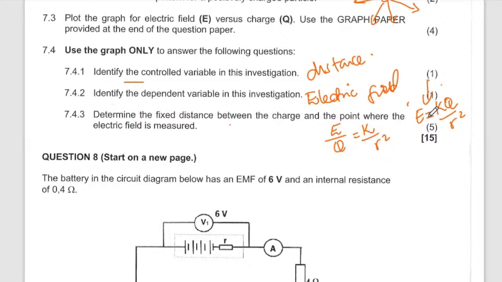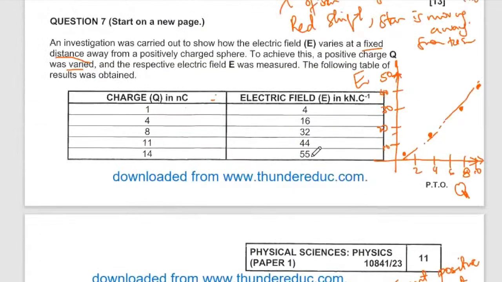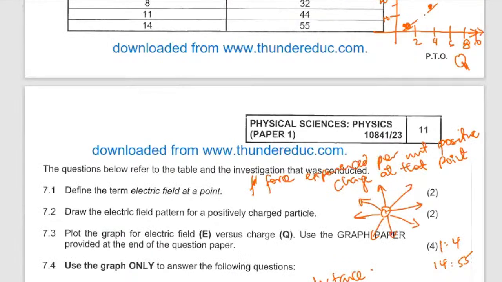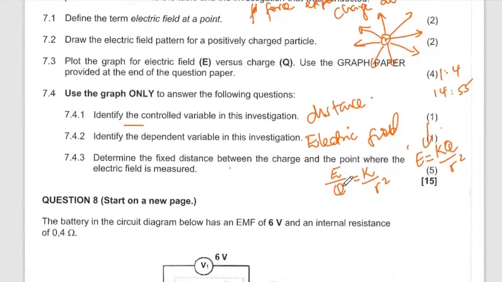We can use the gradient with this graph of mine, which is not accurate, so it's going to be a bit weird. But it's fine, we can get any points. Let's say I'm using the first point and then the last point. I'll use my first and last values to get the gradient. So that's going to be 55 minus 4 over 14 minus 1.